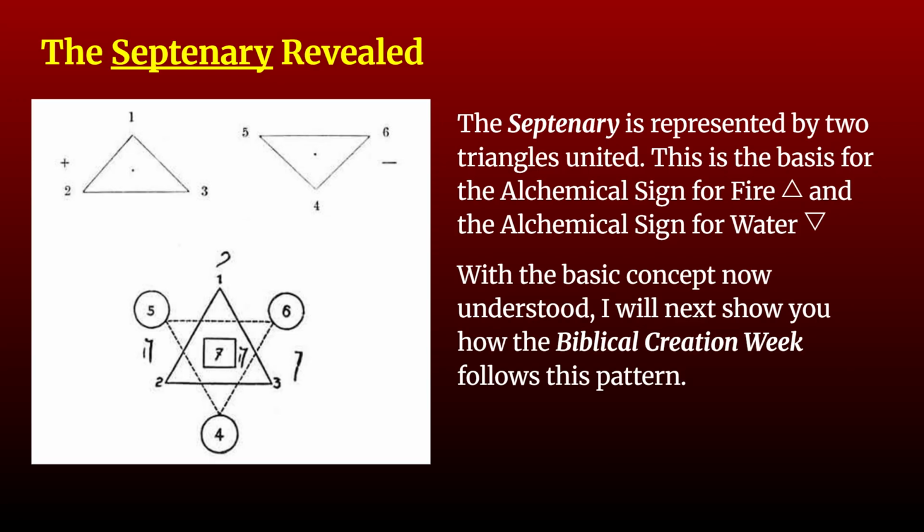The septenaries are represented by two triangles united. This is the basis for the alchemical sign for fire, which is an up triangle, and the alchemical sign for water, which is a down triangle. With the basic concept now understood, I will next show you how the biblical creation week follows this pattern.